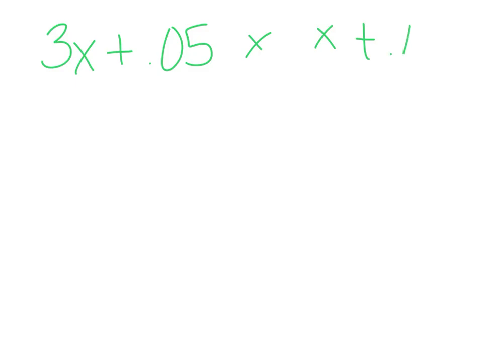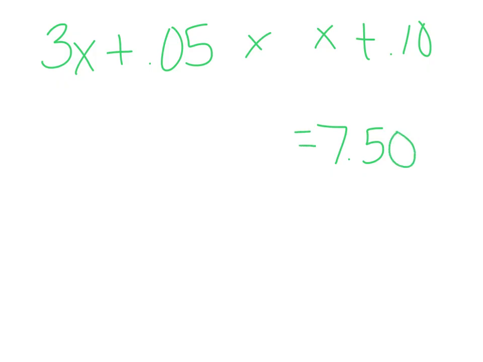Number 7 is pretty straightforward. You're at this diner, you buy one of each of these items, and then figure out how much the drink will cost. So you have the burger, 3x plus 0.05, and you have the fries are x, and the drink is x plus 10 cents. And then altogether it's $7.50.